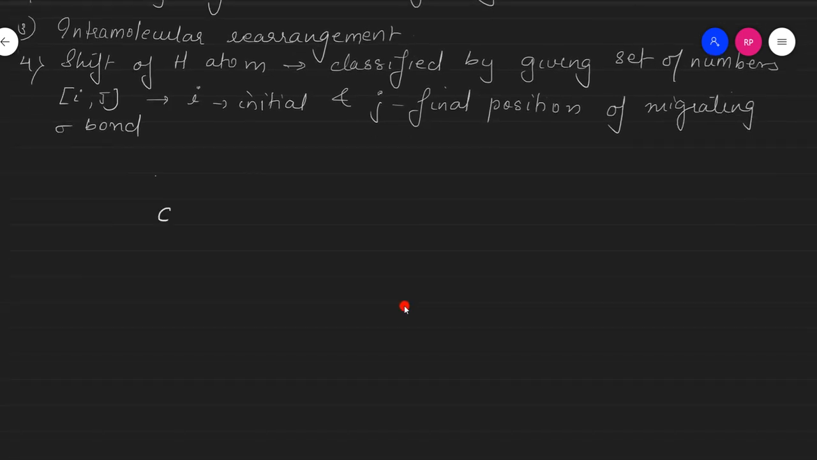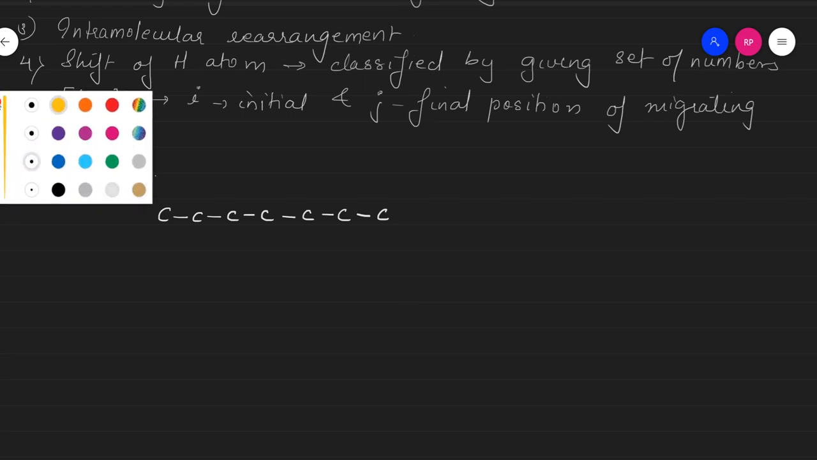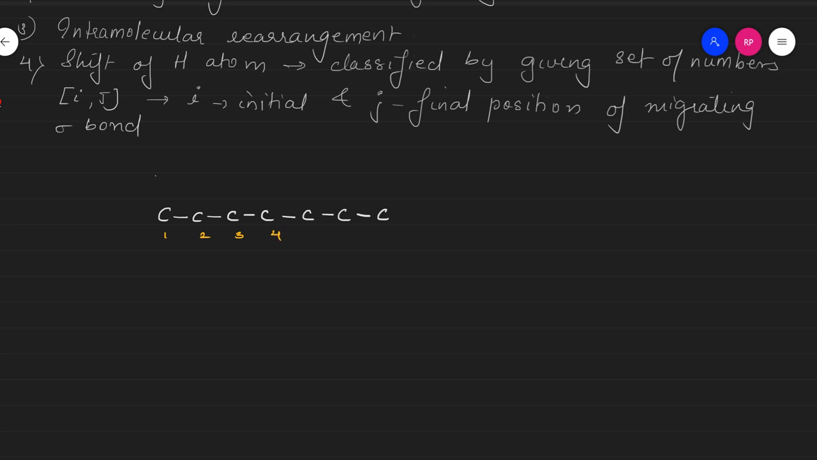Let's take an example like this. Suppose this is our structure, and I'll just number it. Suppose on the first carbon atom we have an H. Sigmatropic reactions are intramolecular rearrangement reactions. From one position, the atom is going to rearrange itself to another position. So suppose my H goes from the first position to the third position.